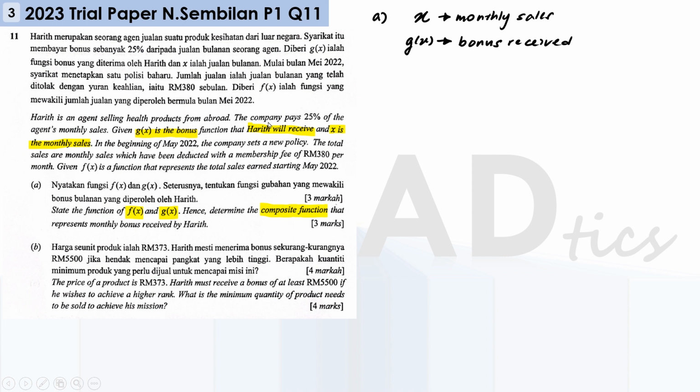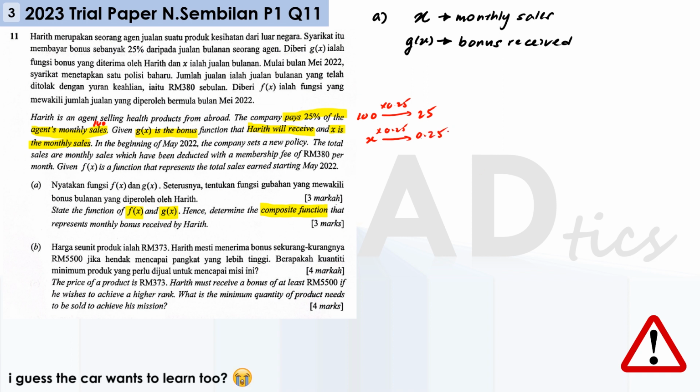Then it also says that the company will pay 25% of the agent's monthly sales. So this is the money that Harif will receive, which is the g of x. A simple example: let's say the monthly sales here is 100, then the company will pay 25%, meaning 0.25. We multiply 0.25 and then we'll get the money Harif will receive, which is 25. So if 100 is x, this means the money Harif will receive is 0.25x. So this would be our function.